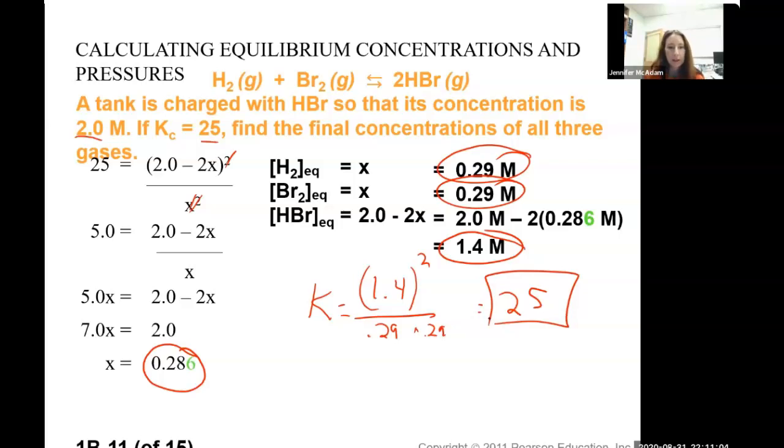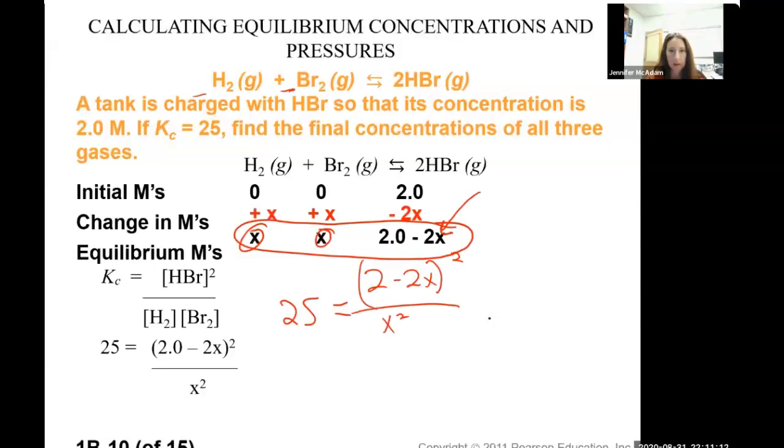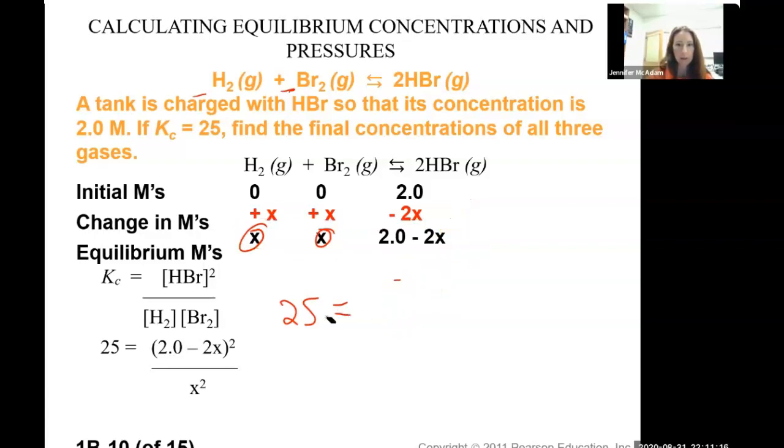Professor, I have a question before we move on. Back at the ICE table, do you always put the reactants as a minus x and the products as a plus x? Is it always going to be that way?